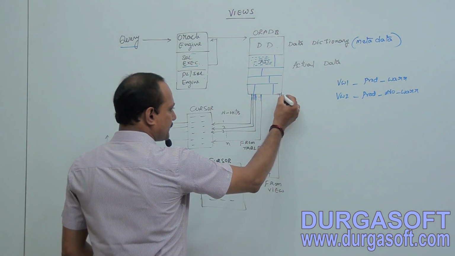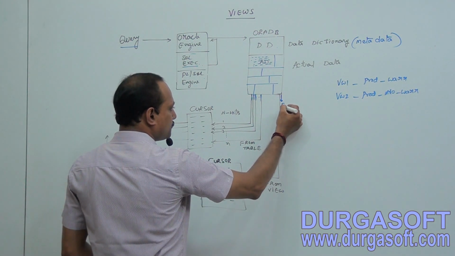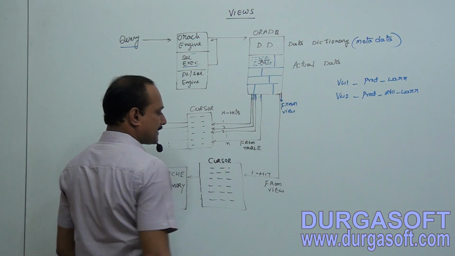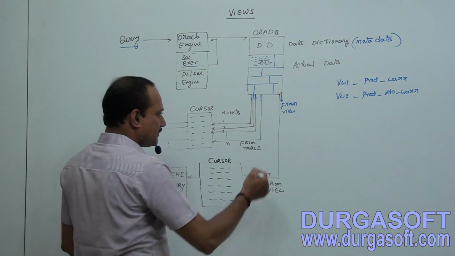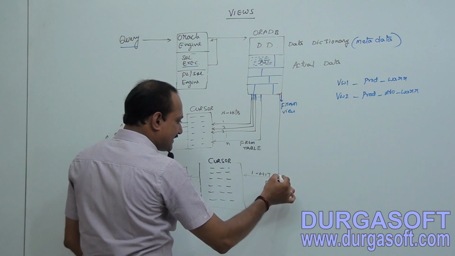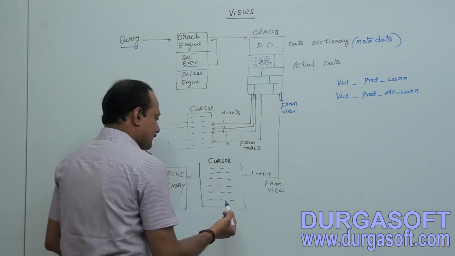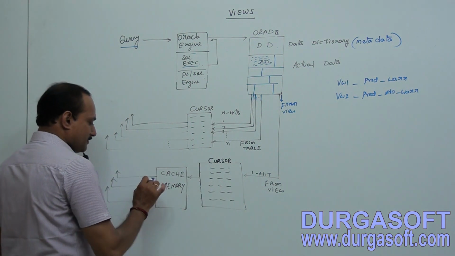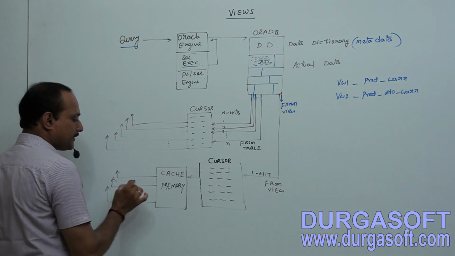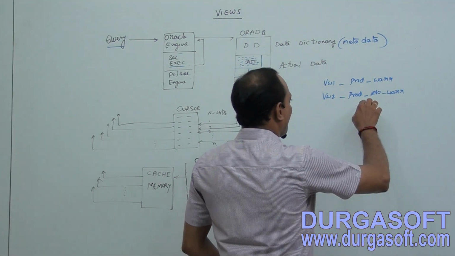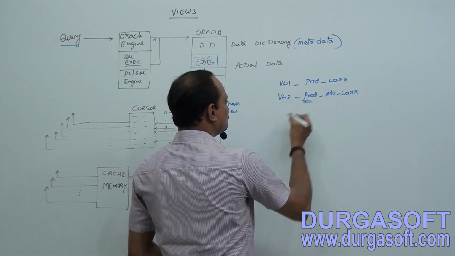Whereas this part, from the view you are getting the data. Remember this. From the view you are getting the data. Means only one time it is taking the data from the table or from the actual data part. For the rest of the times, the data will be fetched from cache memory. I will explain one moment. See, I want to get the data from this view.